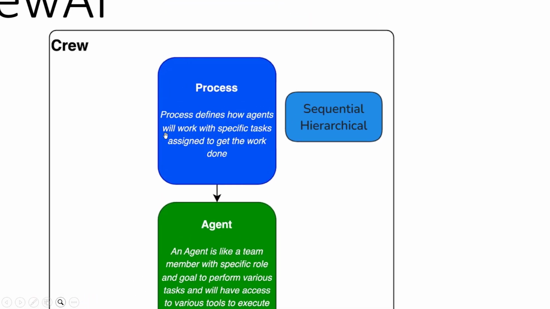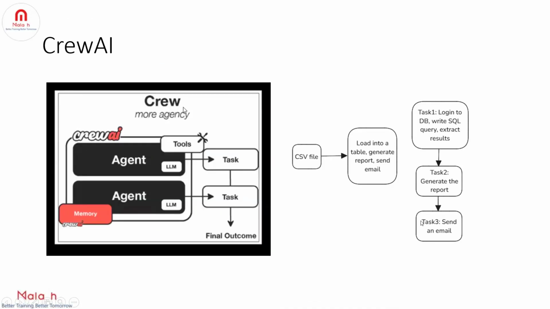Process defines how agents will work with specific tasks assigned to get the work done. For example, in our example, process is the whole architecture. That is, the process is sequential in our example. We cannot send an email until the report is generated, and the report cannot be generated until and unless we get the data, right? So this is a sequential process.